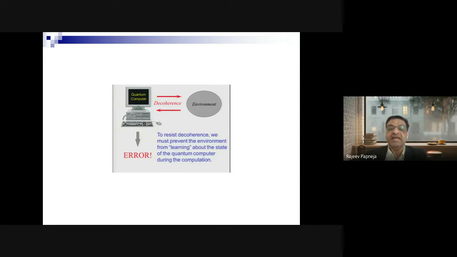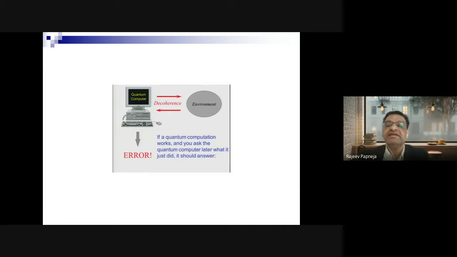It should be then that if a quantum computation does work, and then after it's over, you ask the quantum computer what just happened, the answer you should get from a quantum computer is, I forgot, I don't remember what happened. Because if it remembers, then there is a problem, then the phase error has happened.